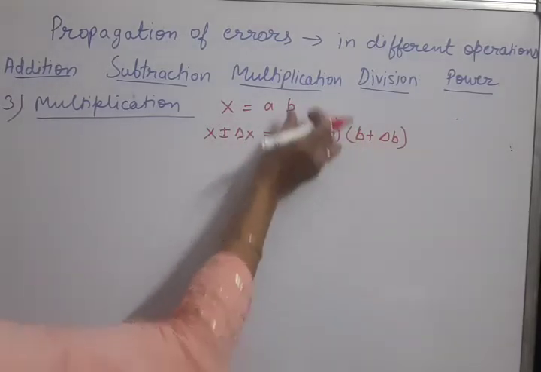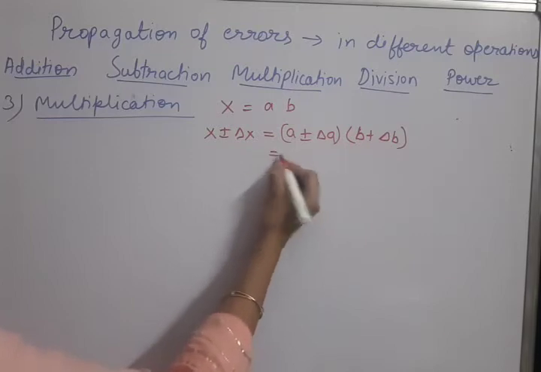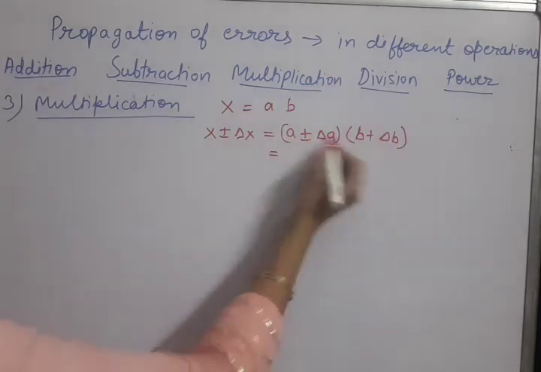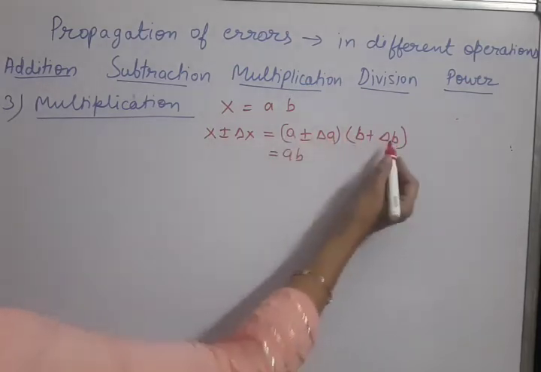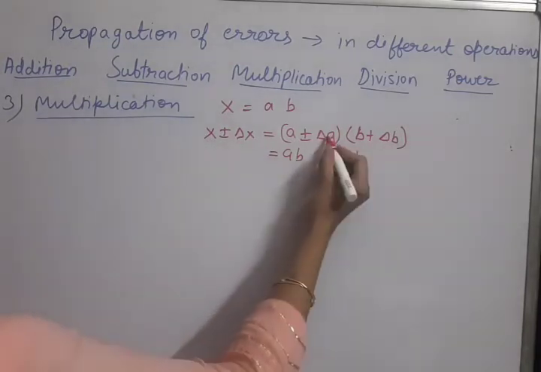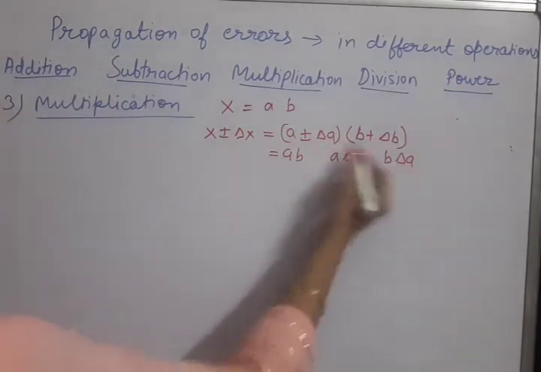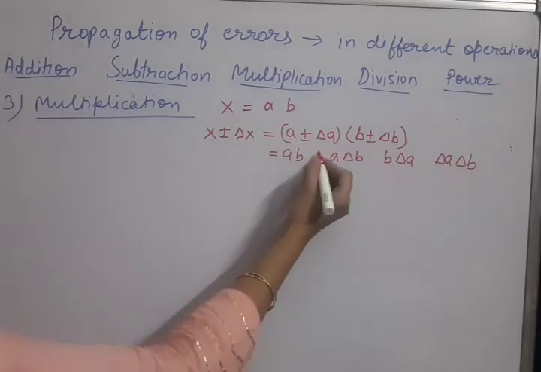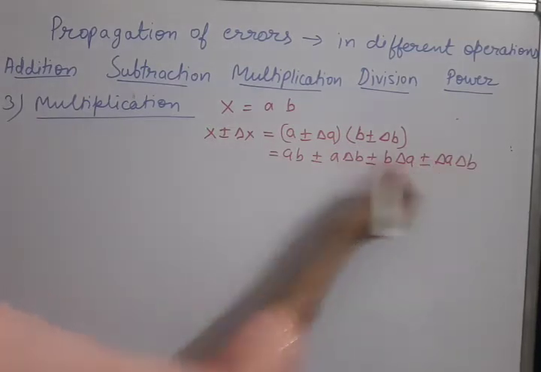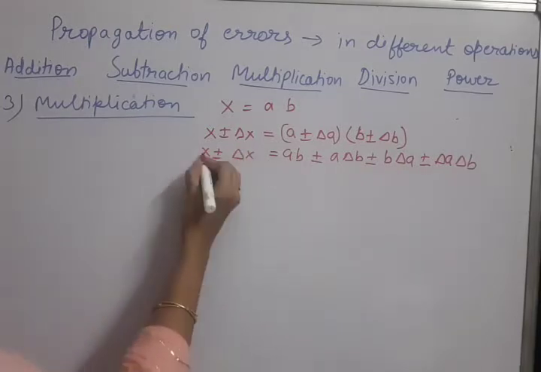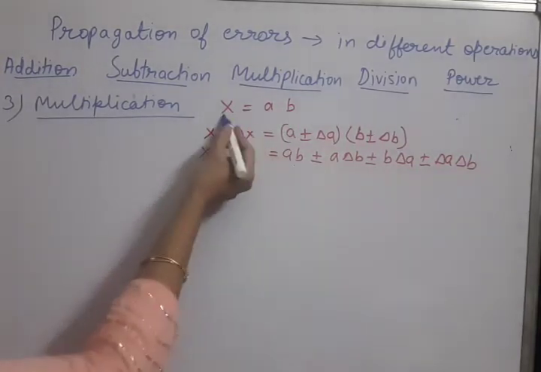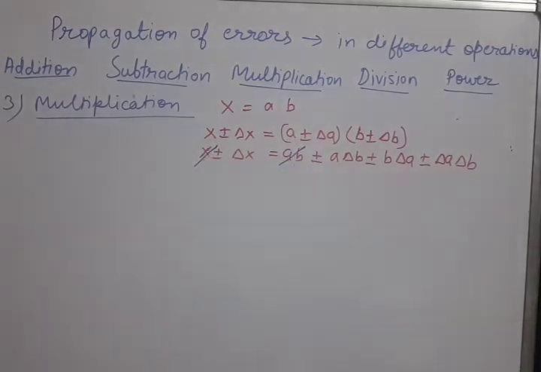Okay, now this term and this term are in multiplication. Let us start solving. We will multiply these two boxes to each other, a into b, then a into delta b, then b into delta a, then delta a into delta b. Everywhere plus minus is appearing. After that, our target is to cancel the similar terms. You can see x and ab are same, so this term will get cancelled.